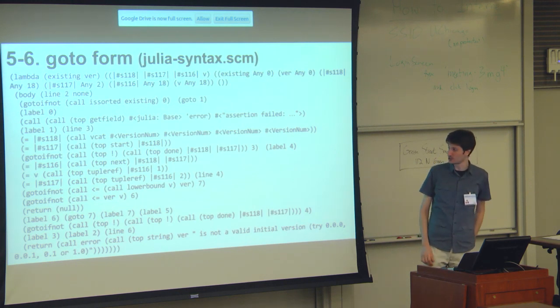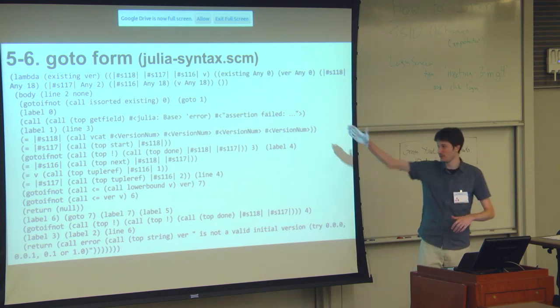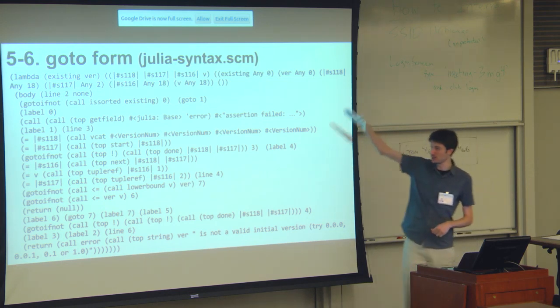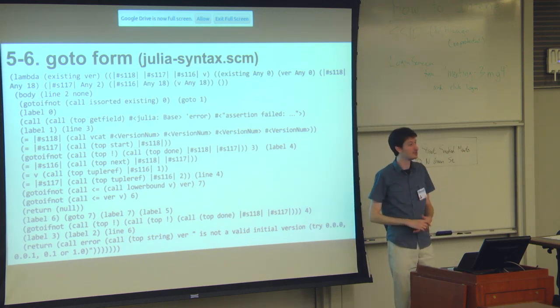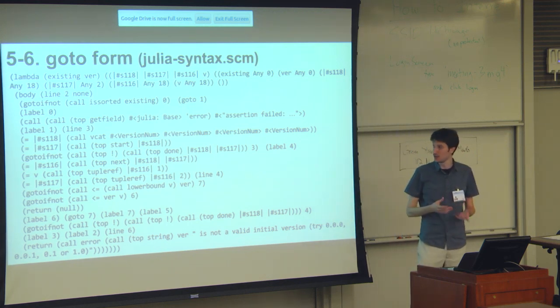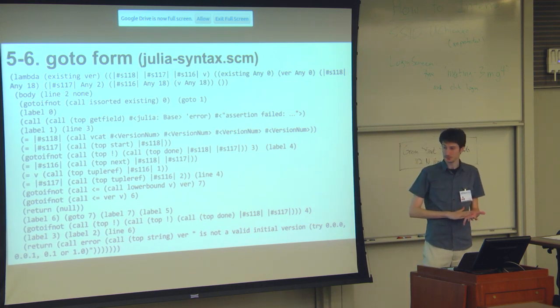And then the final step is to fully flatten everything out into goto. So you can see the last couple slides were very indented and nested, and this one is completely flat. Everything is flush against the left, because this is now just a linear list of statements. And everything is just gotos and labels and assignments and function calls. And that's basically all there is.